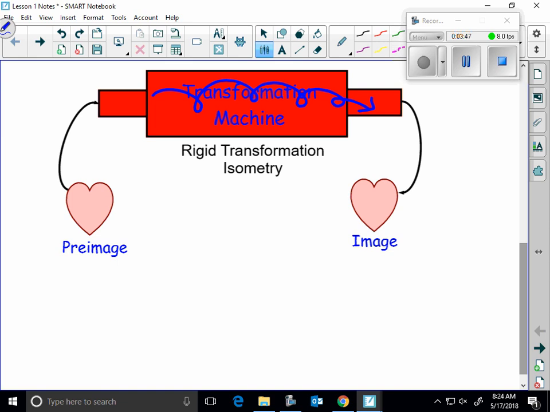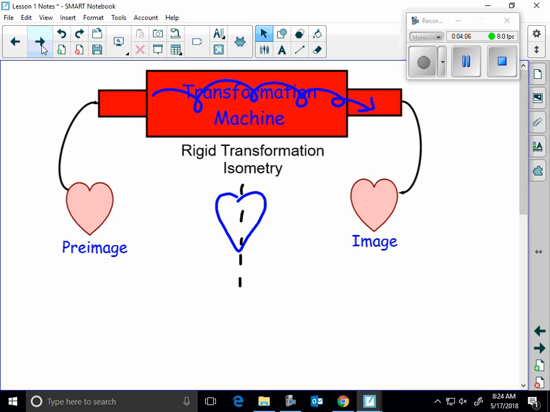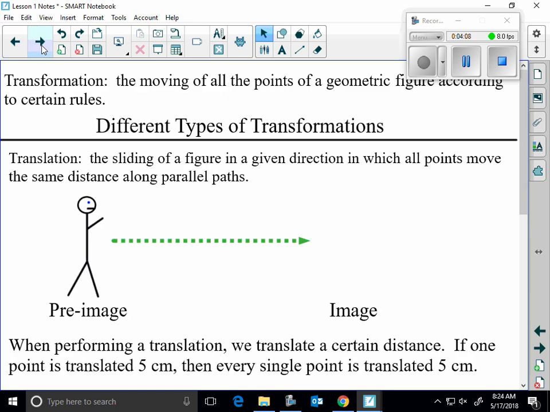In a new location, maybe not in a new location. What if I flipped a symmetrical object? I did a reflection about that axis. Would it look any different? No, it would reflect on itself. Oh, so the image may not look any different than the pre-image, but most of the time it does. Let's keep going. All right, so the different types of transformations.